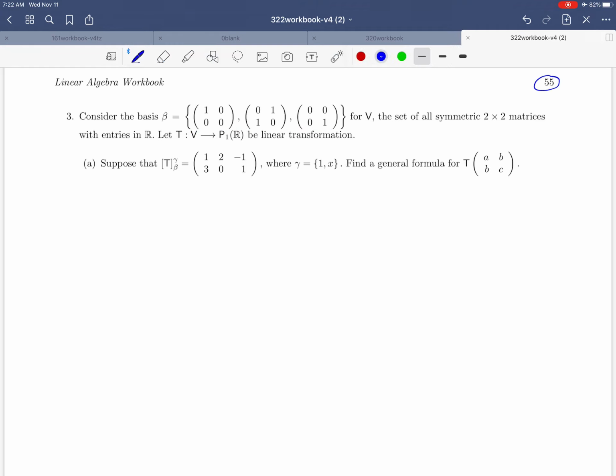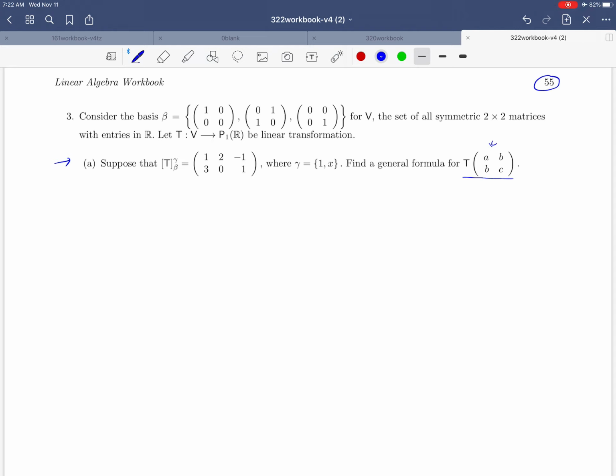Now let's look at part A here. This is an interesting question, a type that we haven't quite seen before. They're giving us the matrix of T, taking us from beta coordinates to gamma coordinates, telling us what gamma is, and they'd like us to find a general formula for T of the matrix [a b; b c]. Notice that that's a symmetric matrix. Up to this point, every problem of this type that we've seen has been the other way around. It's given us the formula and asked us to find the matrix. Here, we're being asked to go the other way. They're giving us the matrix and asking us to figure out what the formula is.